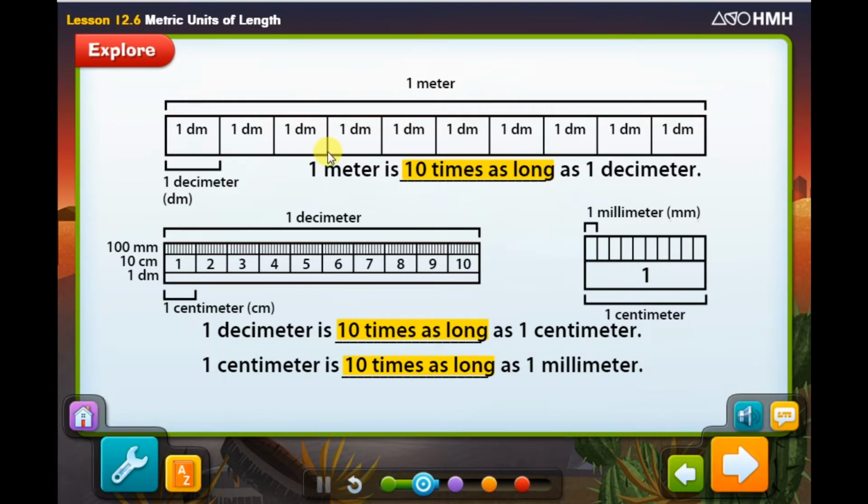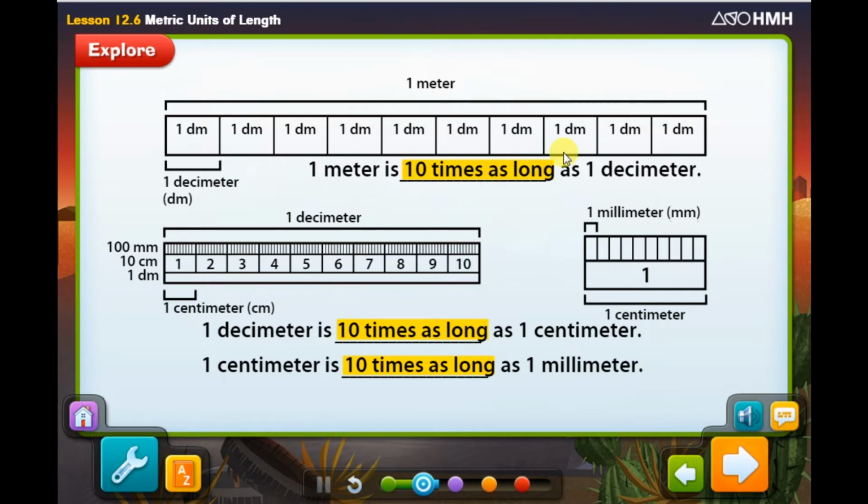So to convert from 1 meter to 1 decimeter, you multiply by 10. From decimeter to centimeter, you multiply by 10. From centimeter to millimeter, you multiply by 10. So if you move from the biggest unit to the smallest unit, you multiply by 10.